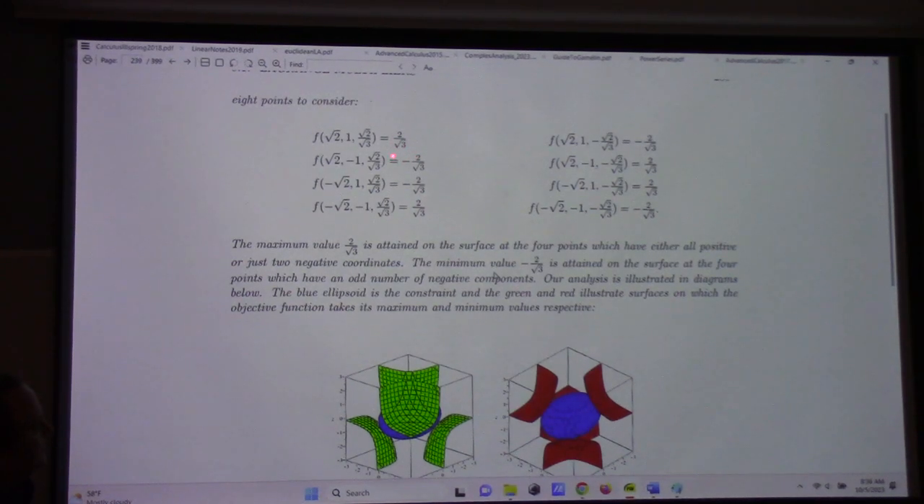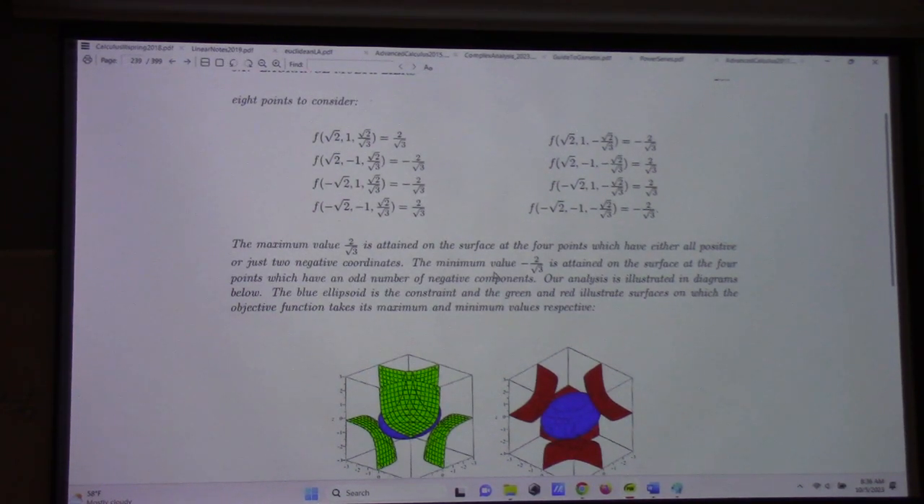The reason that the Lagrange multiplier method is both necessary and sufficient here is that our constraint surface, this ellipsoid, is compact. Since it's compact, we know by the extreme value theorem that we're going to be able to find a minimum and a maximum of the xyz function.